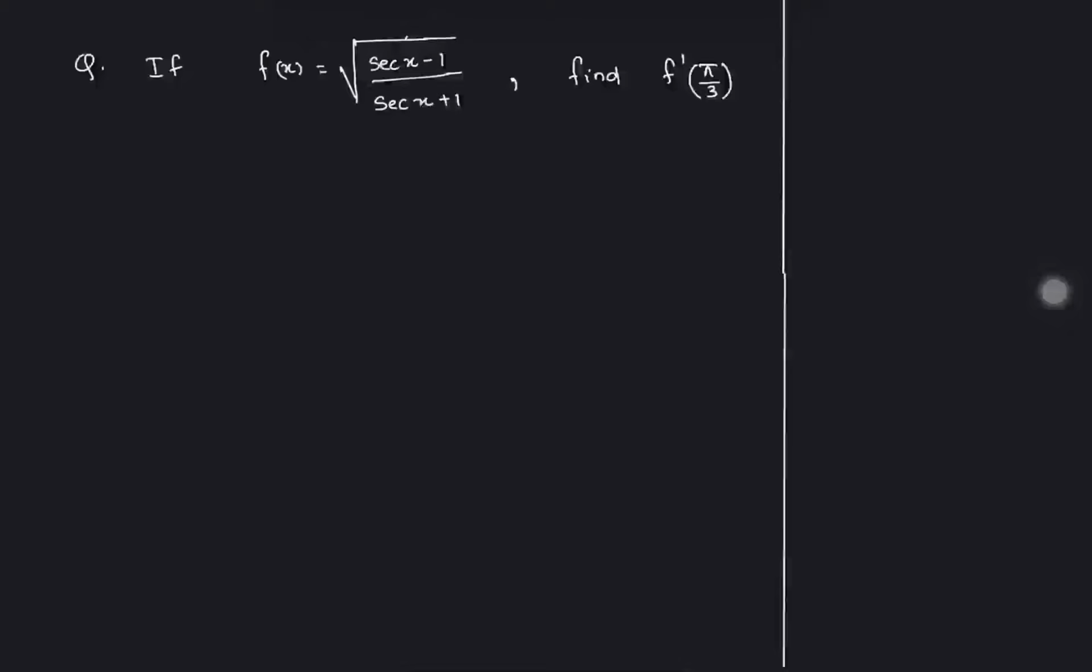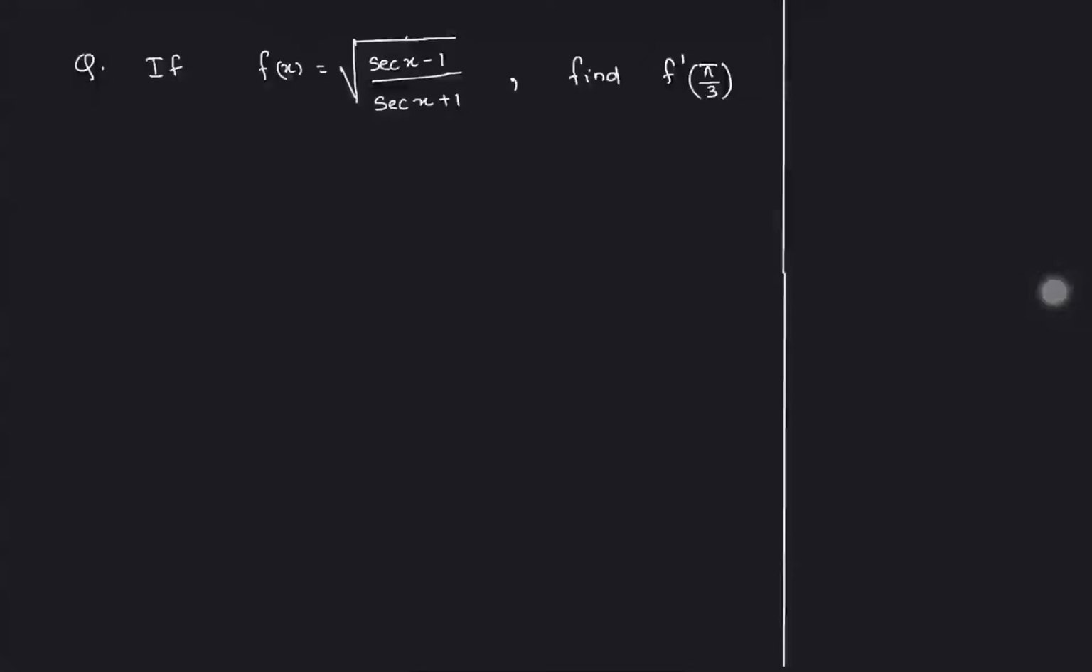Let's look at a different question now. Over here it's given if f of x equals root over of sec x minus 1 over sec x plus 1, then find the value of f dash pi over 3. Okay, so we will try solving this question in two ways.